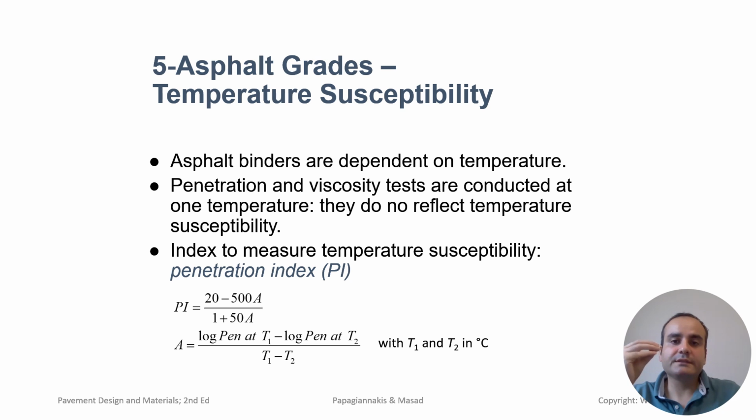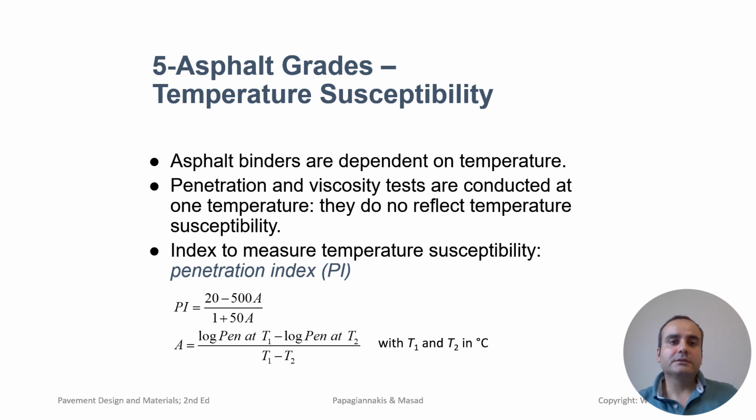The PG system offers a way to select binders that are optimized for the specific temperature ranges they will experience. For example, a PG 64-22 binder is designed to resist rutting at temperatures up to 64 C and cracking at temperatures as low as -22 C.